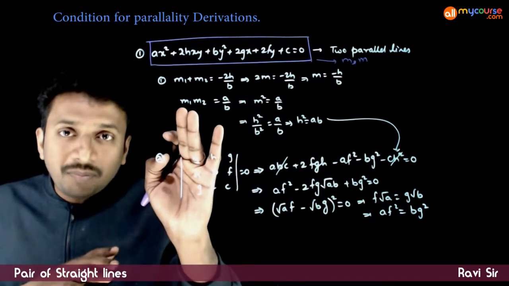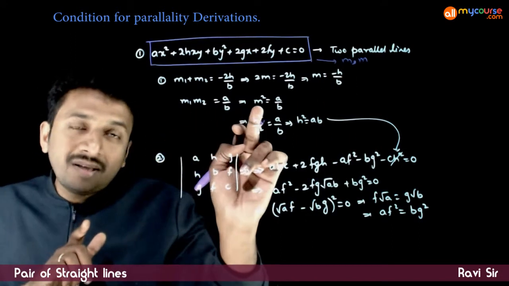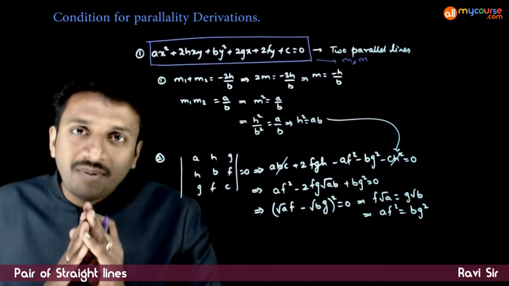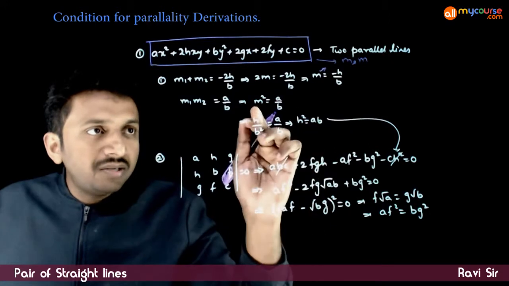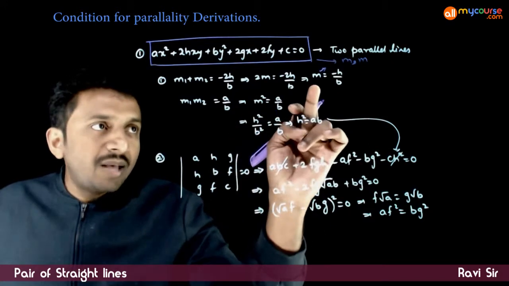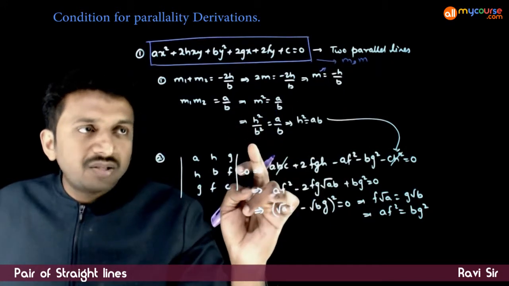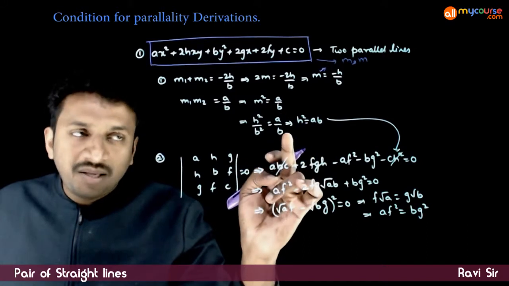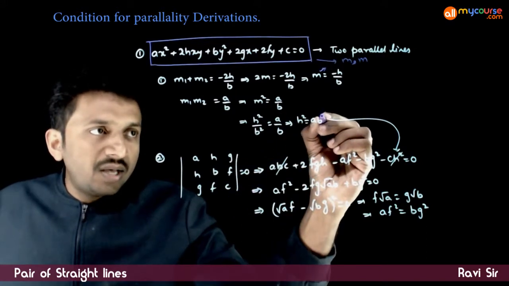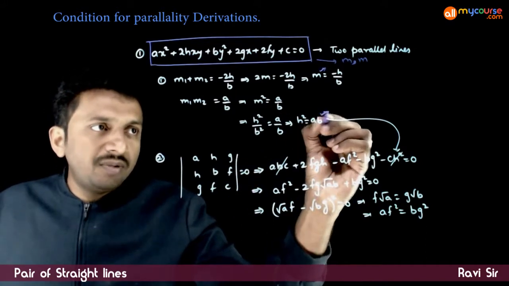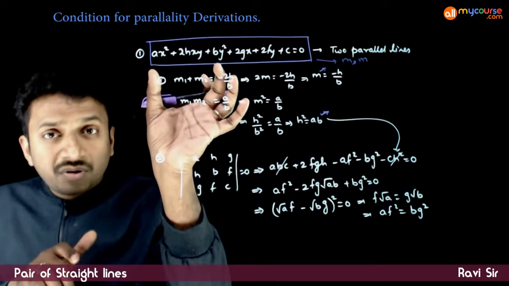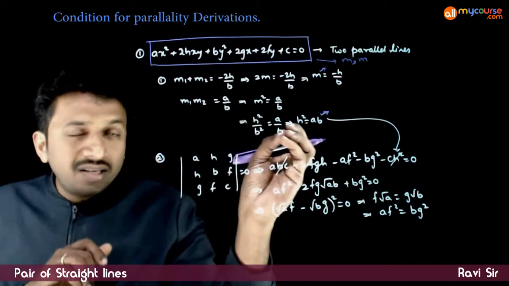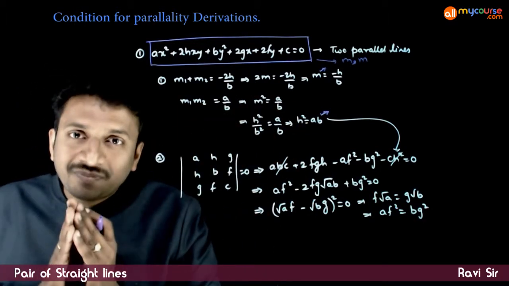And m1 into m2 becomes m into m, so m square is equal to a by b. Substitute m from this equation in this equation. So m square, which is h square by b square, is equal to a by b. So h square has to be equal to ab. If both slopes of the lines are equal, then h square has to be equal to ab. That's the first part.